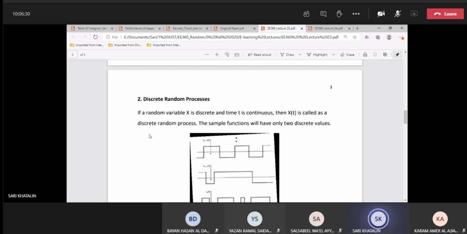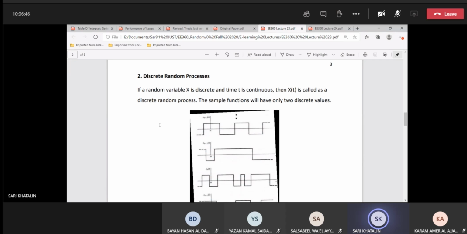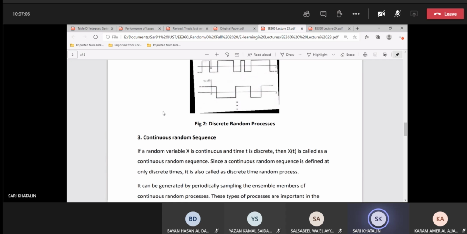The second one, if the random variable x is discrete, but the time is continuous, okay, if one of them, which is the random variable, is discrete, but the time is continuous, we refer to this one as discrete random process. Which means the time is continuous, but the random variable is discrete, so we call it discrete random process.